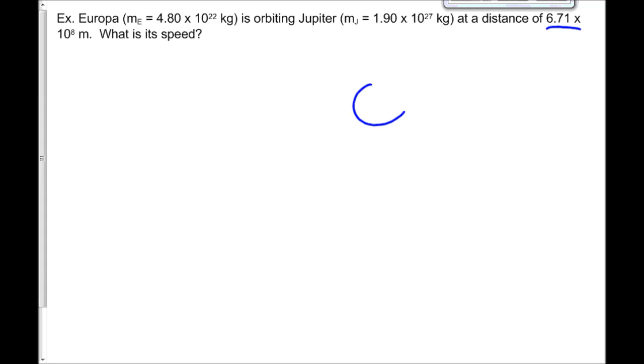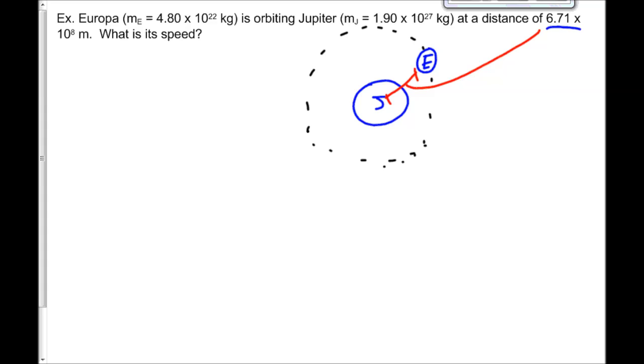So try to draw a picture here. Here's Jupiter. Europa would be some distance here. The center to center distance I've given you there is, well, that. And then, of course, Europa goes around Jupiter like this. And I want to know how fast is it going. So what is this speed here of Europa?